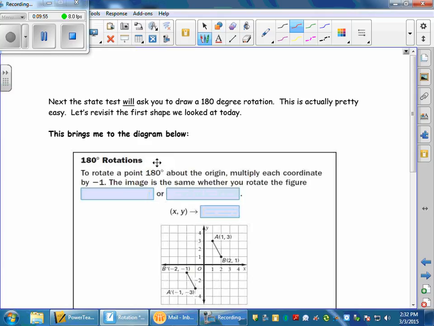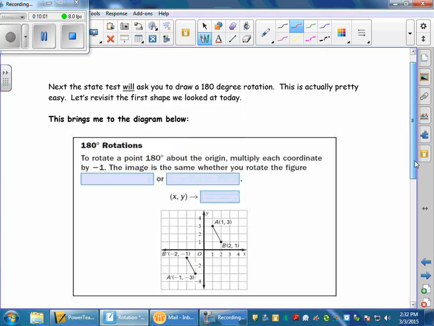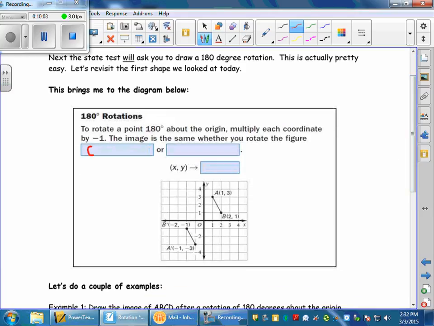So to rotate a point 180 degrees or about the origin, multiply each coordinate by -1. It's the same whether you rotate the figure clockwise or counterclockwise. I'm just going to put CC. So (x, y) turns into (-x, -y).